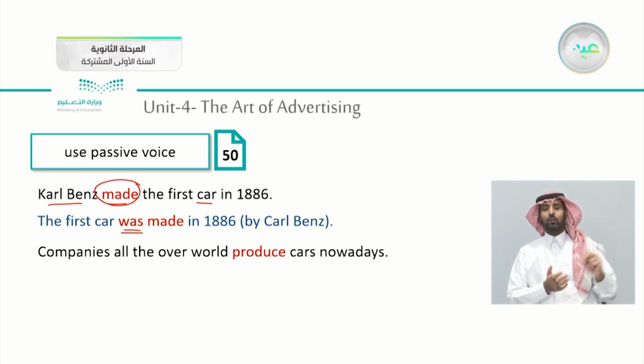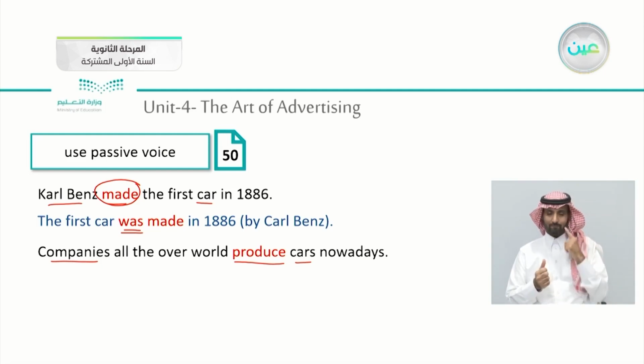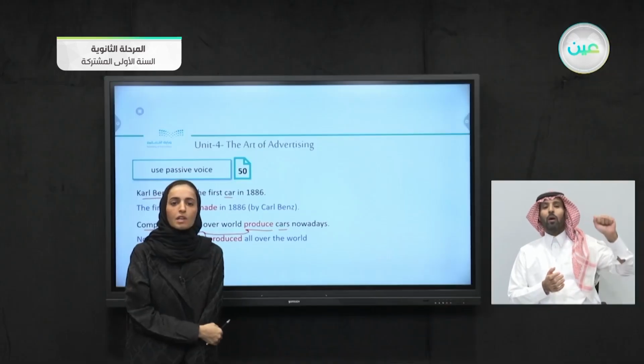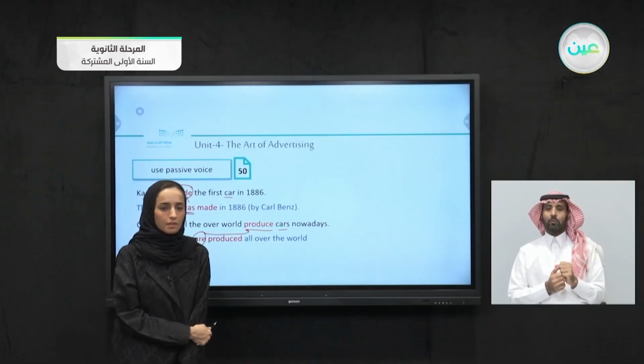Companies all over the world produce cars nowadays. Companies, produce, the verb in the present. Cars, this is the object. Which word will you start with? Cars. What is the verb to be? Is, or we will say are this time. Nowadays, cars are produced all over the world by companies. You noticed here we used was because this one is in the past, and here we used are, or you can use is if it is only one car, because it is actually in the present.